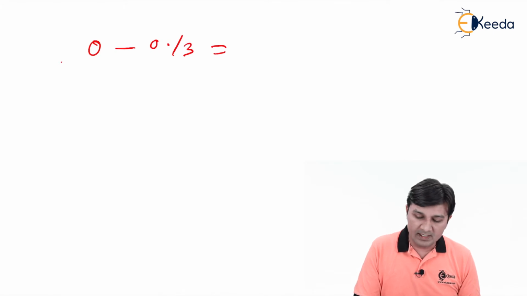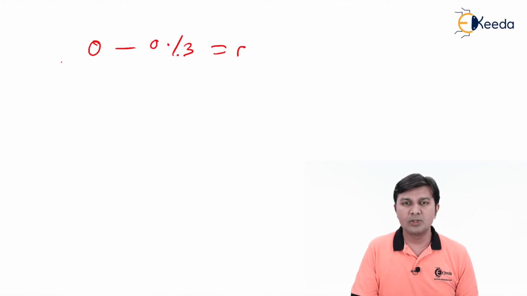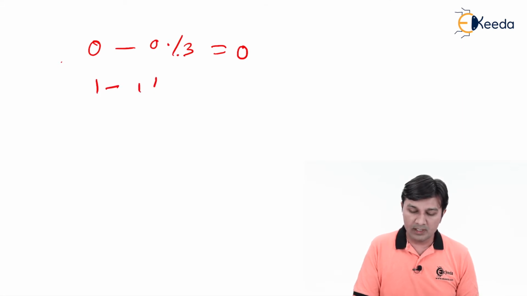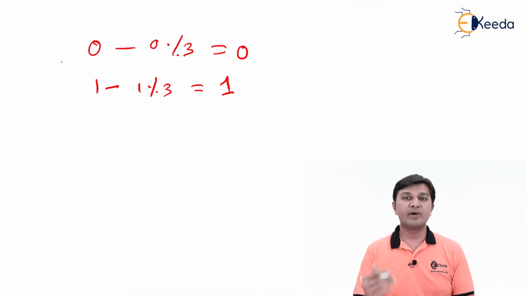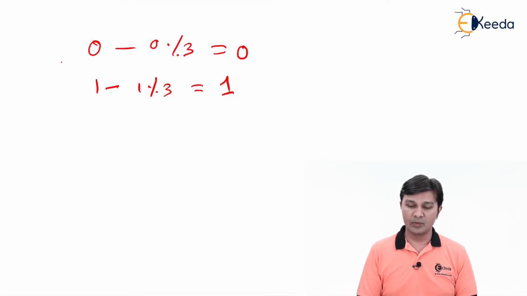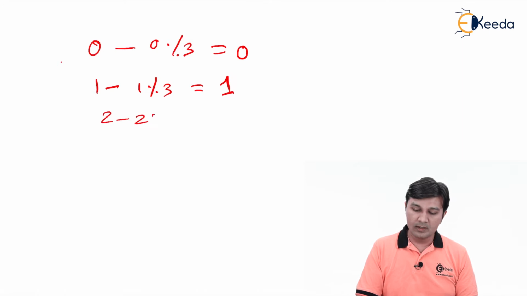So I say what is going to be 0 mod 3? 0 mod 3 will be 0, fine. What is going to be 1 mod 3? 1 mod 3 is going to be the remainder when 1 divided by 3 comes out to be 1. What is going to be 2 mod 3?